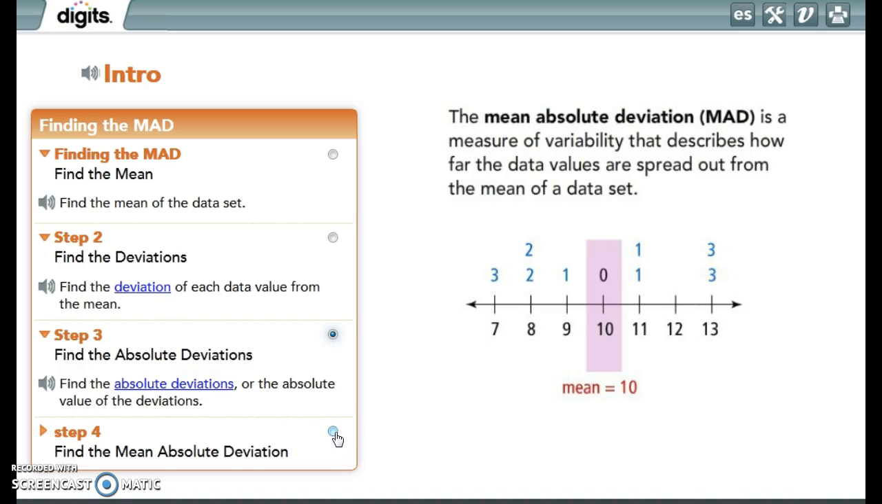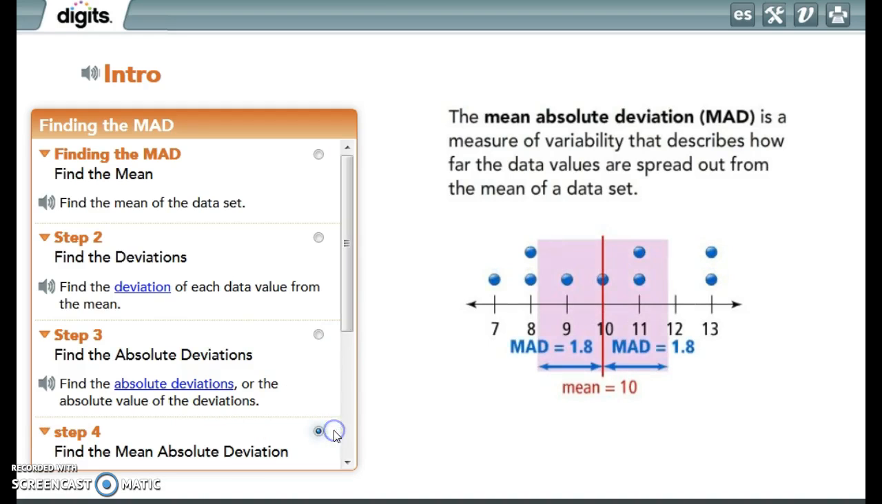So once we have our deviations all recorded, now we want to find the mean absolute deviation. It's exactly what you would think it would be. You want to look at all your deviations, 3, 2, 2, 1, 0 even. We have to account for 0, 1, 1, 3, 3, and we want to find the average of those to see about how far on average the rest of the data values are from the mean. So to find that, we're going to find the mean of those values. So we are going to add them up and divide by how many we have.